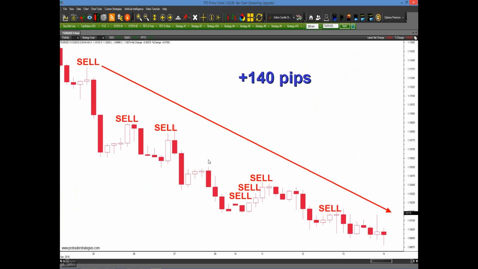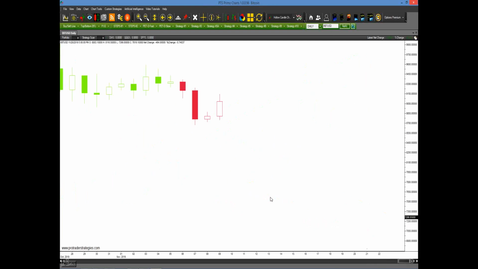Others will try and stay in as long as possible. It's entirely up to you, but we teach you ways to stay in or get out. It's up to you. And then we can look at Bitcoin, okay? We know we have some Bitcoin traders. A lot of students want to get back into Bitcoin.